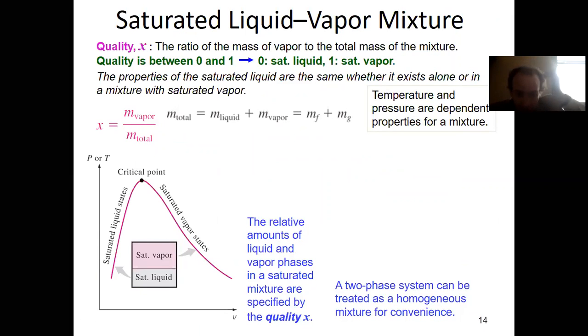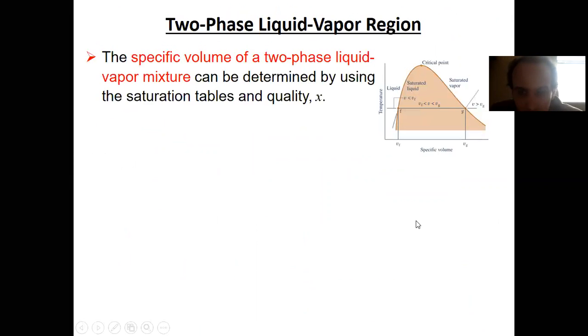And there is a concept of quality. So remember what quality is. It's the fraction of vapor in your system. Nothing else. It's the fraction of vapor in your system.